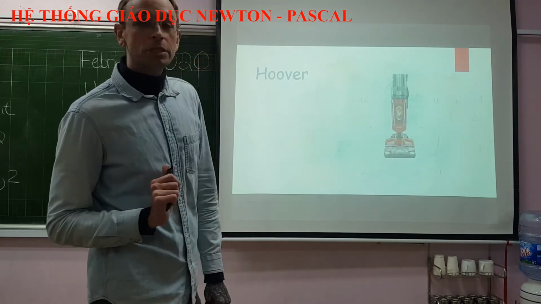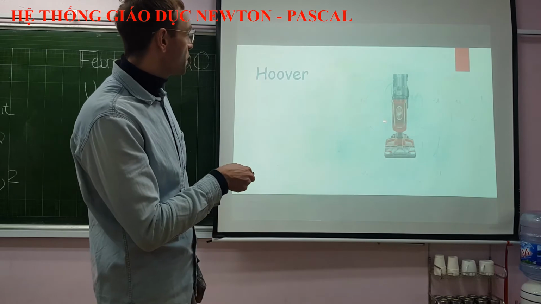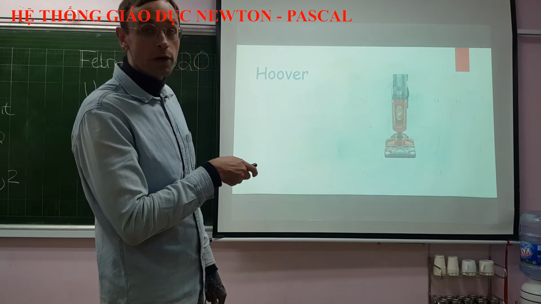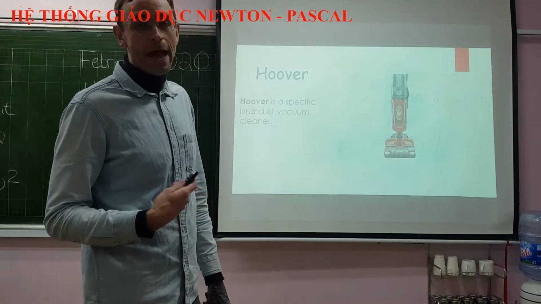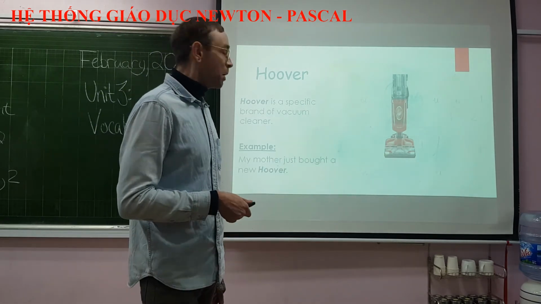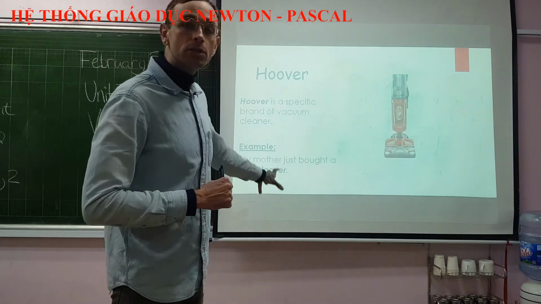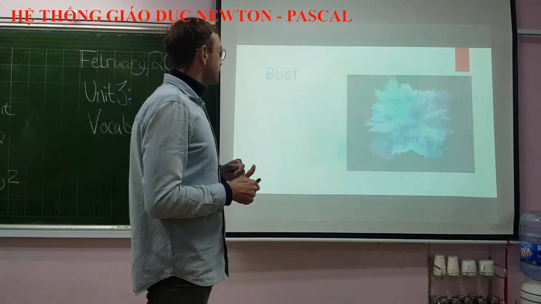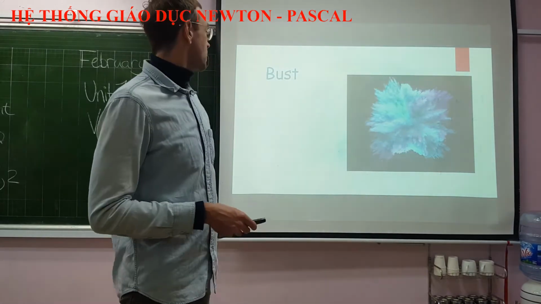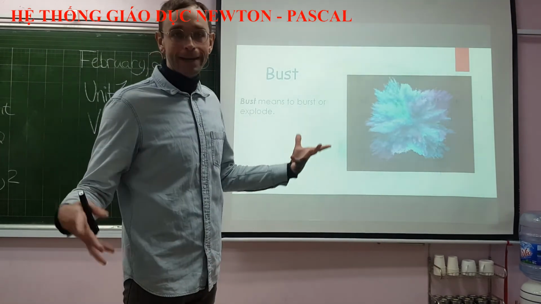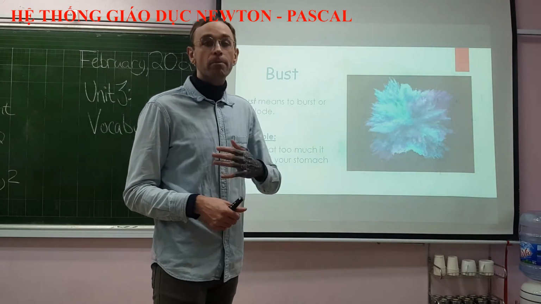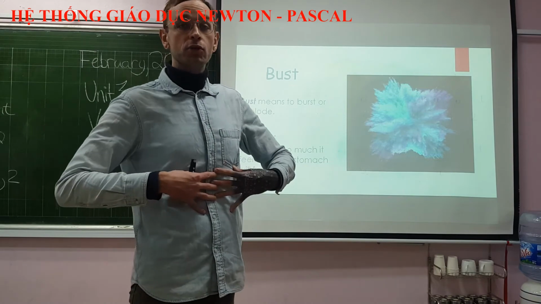All right. And a particular type of vacuum is called a Hoover. I don't know if you can see the brand name on this vacuum right here, but it says Hoover. So a Hoover is a specific brand of vacuum cleaner, a very common brand of vacuum cleaner. So my mother just bought a new Hoover is an example of how to use this word in a sentence. All right, here is a picture of something that is busting. All right, because bust means to burst or explode. If you eat too much, it feels like your stomach will bust. It feels like your stomach is going to explode.